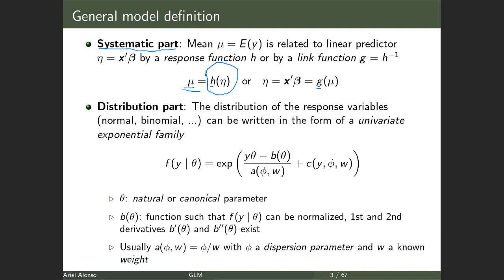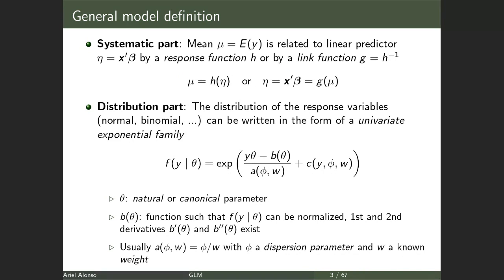You just use a response function, and when you use your response function, you link your mean mu, the mean response, to the set of linear predictors in this way. Or in a completely general fashion, you transform your mean using a link function g, and now you use that to link it to the linear predictors. But these are just two different ways of stating the same thing. Fine, we have the systematic part.